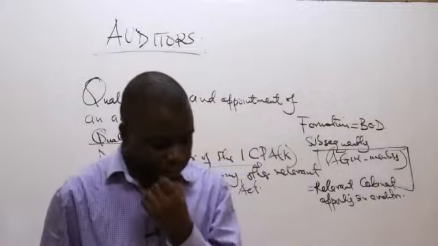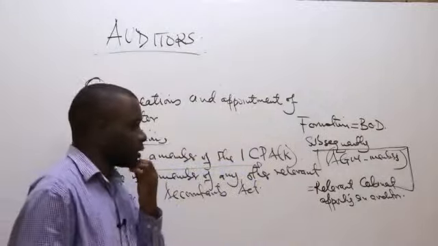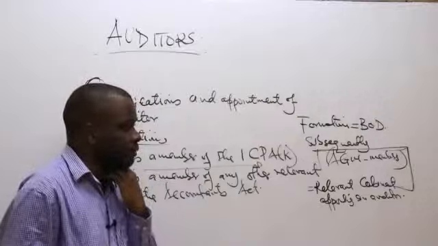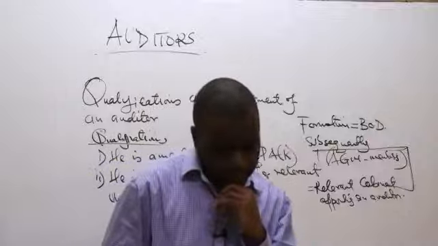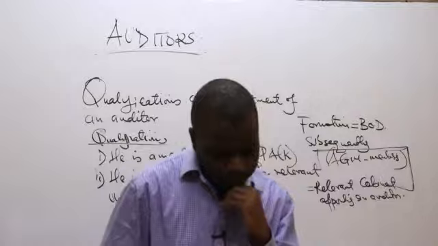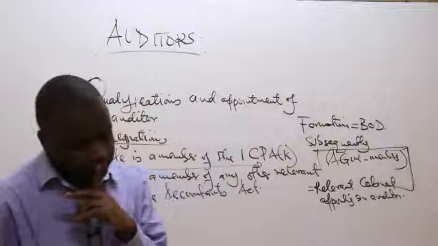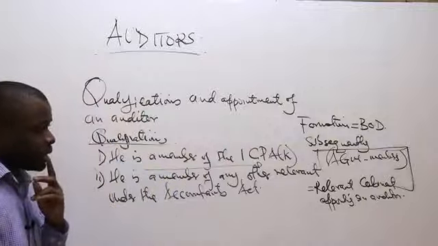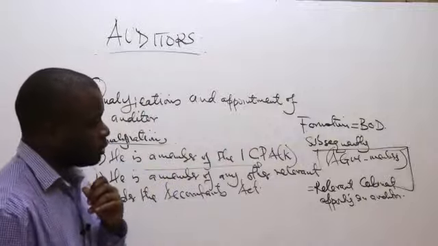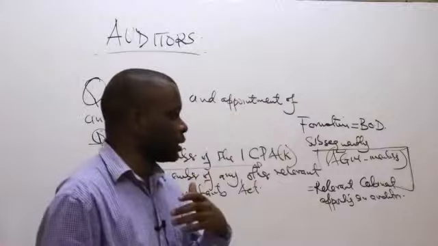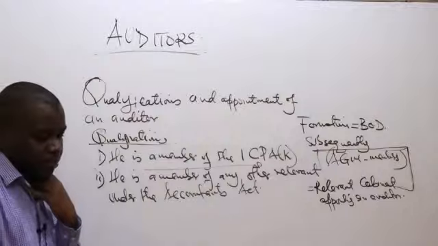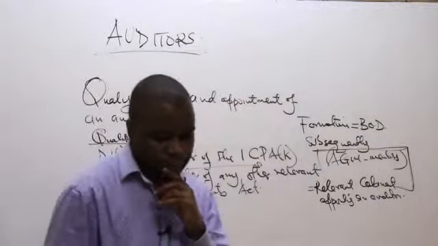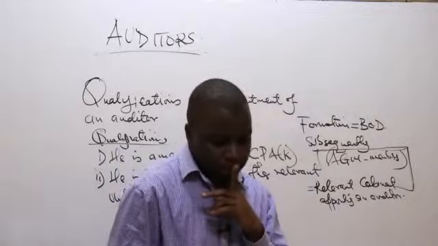Then the last one, we can talk about if his term of service has come to an end. I think there are certain requirements that you shouldn't continuously be an auditor for the same client for a particular number of years. So if his term of service has come to an end, then of course he won't be reappointed.